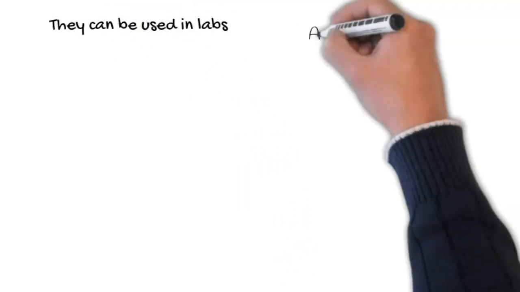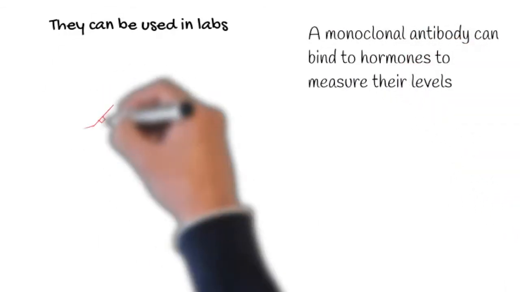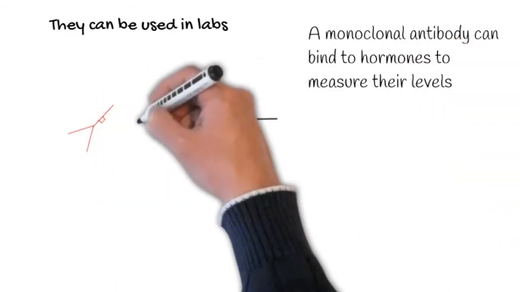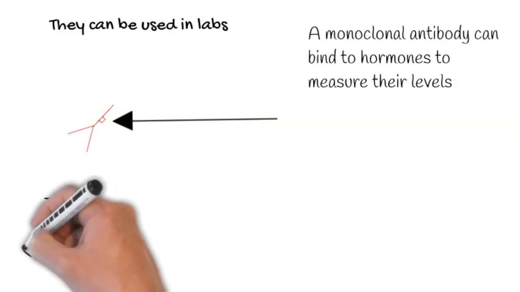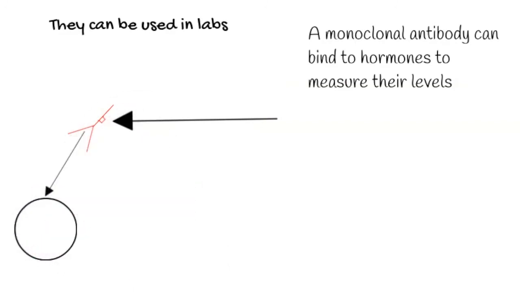They can be used in labs as well. A monoclonal antibody can bind to hormones to measure their levels. So again, here we've got the monoclonal antibody. And here, for example, we have a hormone that the antibody is going to attach to.